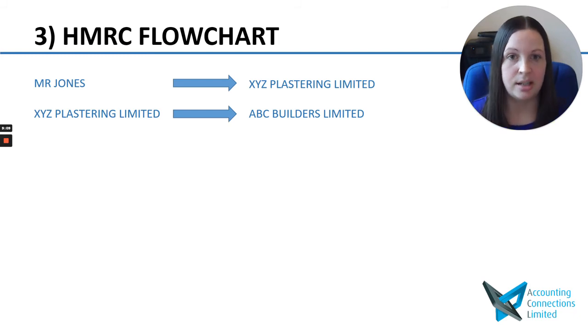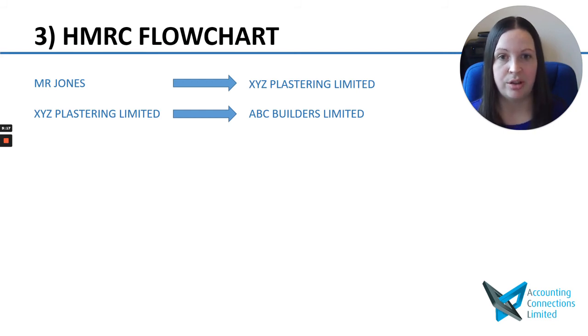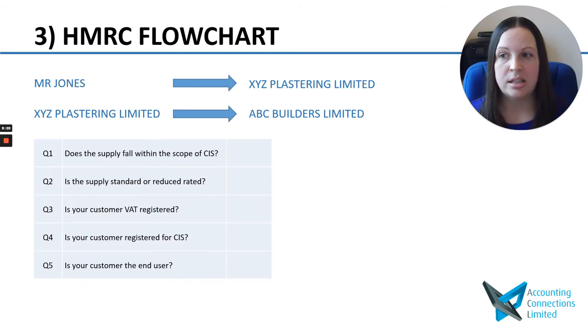Now, for this example, all of the answers to the HMRC flowchart are going to be the same for both of these relationships, so I'm just going to run through those now. Does the supply fall within the scope of CIS? Yes, it does. It's plastering work. Is the supply standard or reduced rated? Yes, it's standard rated. Is your customer VAT registered? So for Mr. Jones, he's looking at XYZ Plastering Limited, and he says, yes, they are VAT registered. XYZ Plastering Limited are looking at ABC Builders Limited, and they're saying, yes, they're VAT registered, so that's all fine.